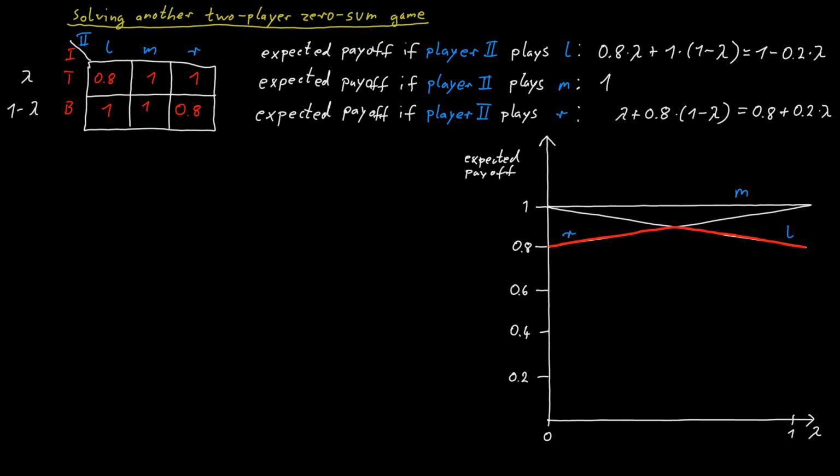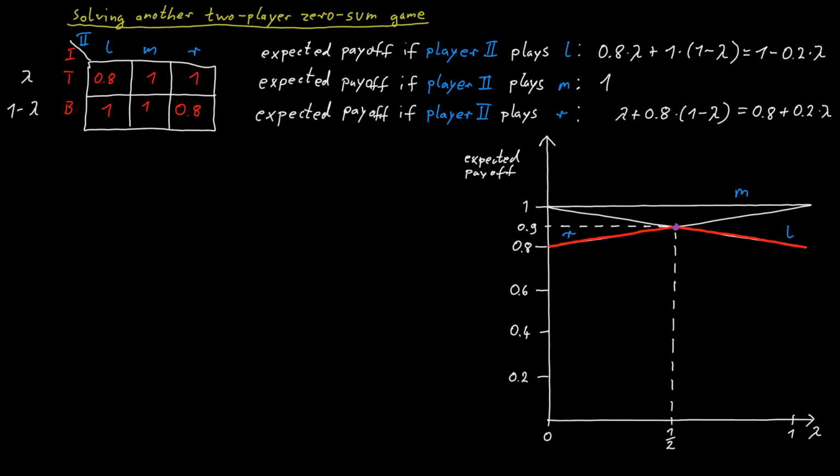Now, player 1 wants to maximize this guaranteed payoff. That means she wants to pick lambda, and therefore a mixed strategy, such that the lower envelope of the 3 functions is maximized. Clearly this happens at this point in the middle, where lambda is equal to 1/2. The maximin strategy is 1/2, 1/2. So strategy T is played with probability 1/2 and strategy B is played with probability 1/2 as well. And we can already determine that the value of the game must be 0.9.